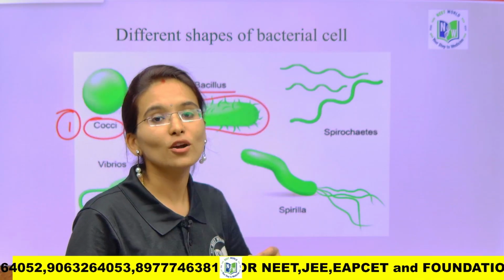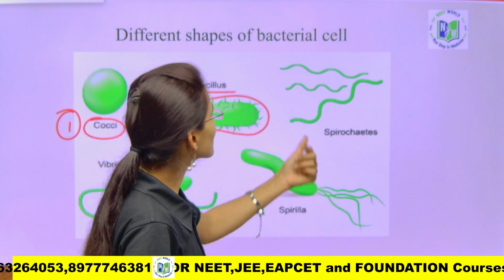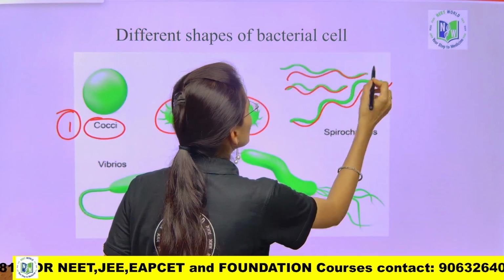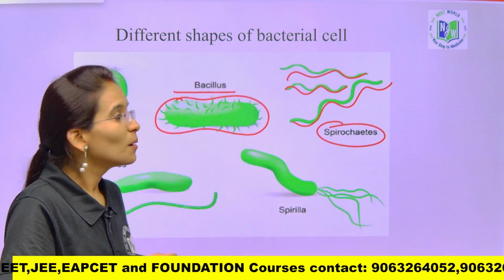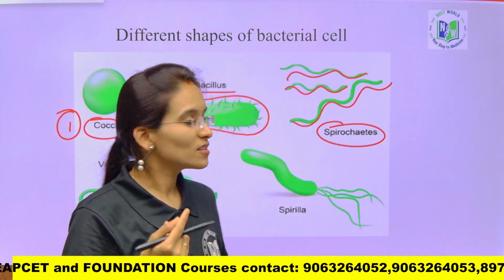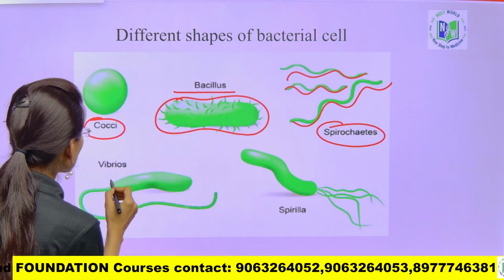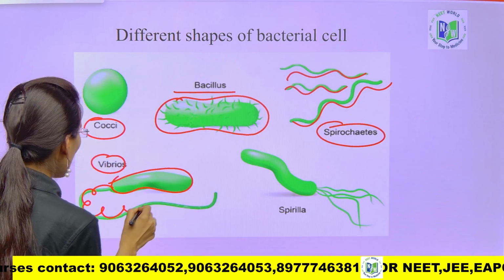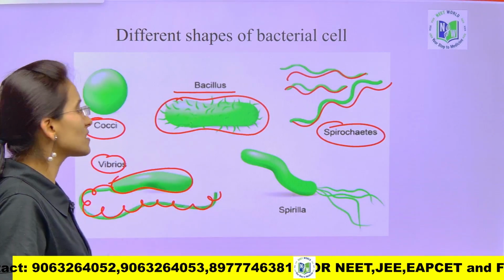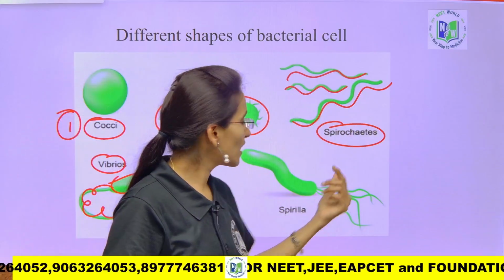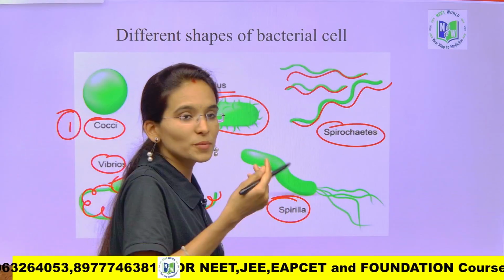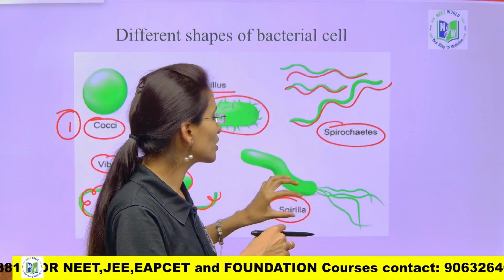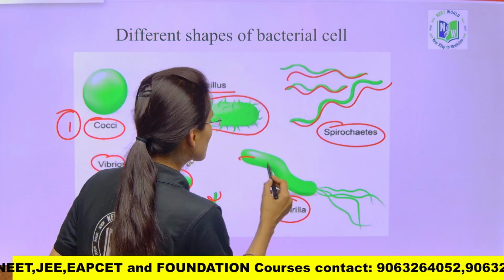You also need to try to practice the pronunciation of these particular terms. And next, the spiral shaped bacteria are called spirillum or else spirochetes. Spirochetes are the bacteria which show spiral shapes. And next one, Vibrio is the comma shaped bacteria. The comma shaped bacteria are called Vibrio. And next one is spirillum, which is coiled, the coiled bacteria, and which shows the spiral shape, that is called spirilla.